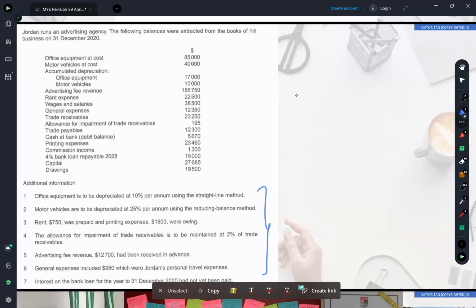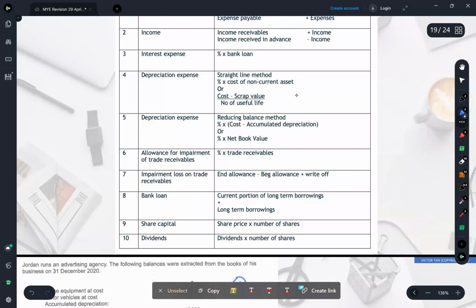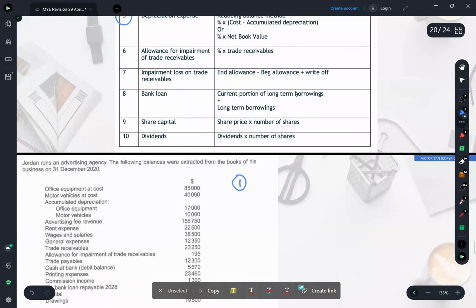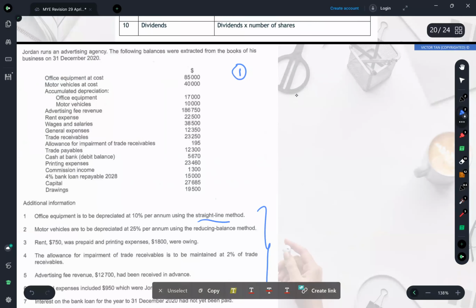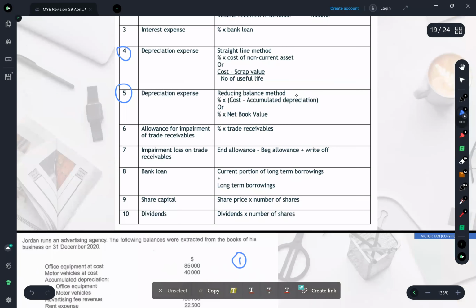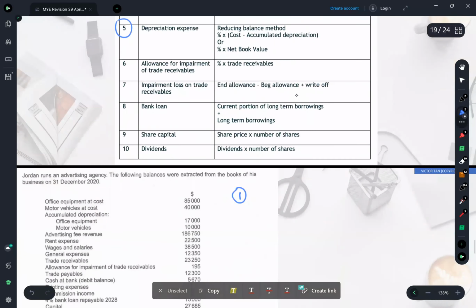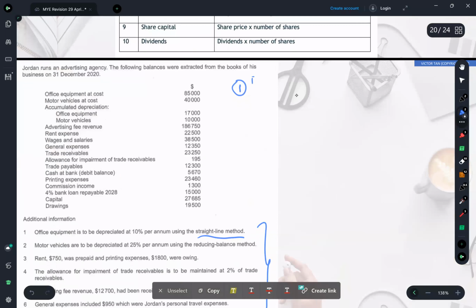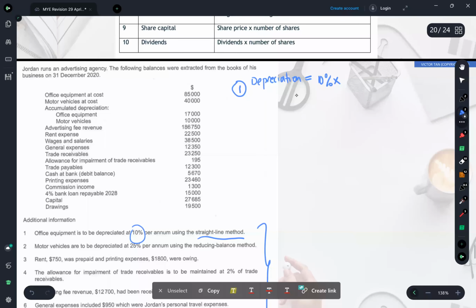So the first additional information is depreciation. So depreciation is here, 4 and 5. You need to see, this is straight line method, okay? So there's a formula here, straight line method. So I go through depreciation is equal to, here 10%, right? So 10% times office equipment, 85,000. So this is 8,500.